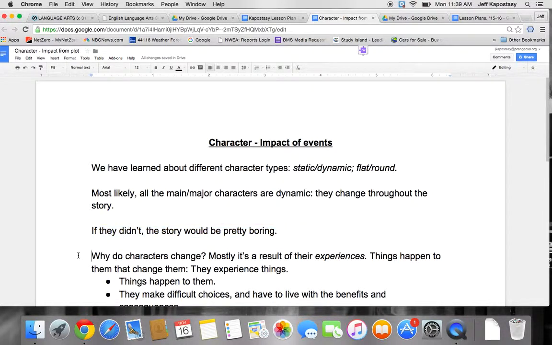So, let's talk about this. Why is it that characters change? Well, there's a lot of different reasons, but mostly it's the result of things they've experienced in their lives, things that they've gone through, things that they've lived through. Things happen to them that change them, and they experience things. I want you to think about a time that you experienced something and it changed you. Certainly, you explored that idea somewhat in the memoir.